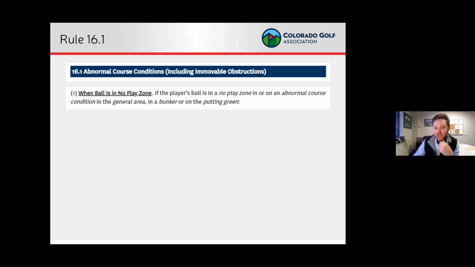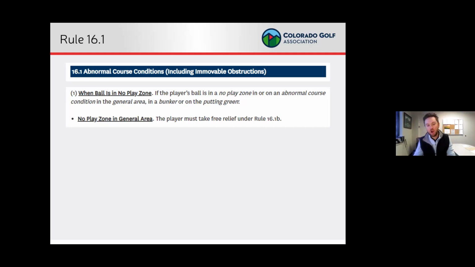If the player's ball is in a no play zone, in or on an abnormal course condition, in the general area, in a bunker, or on the putting green, say the no play zone is in the general area, the player must take free relief under 16.1B. Another way to look at this is that with an immovable obstruction or GUR, 16.1B says the player may take relief. Here, it transitions and says the player must take relief. So imagine it the same way, but if you have interference from the ball in the no play zone, it's mandatory. So it's free and mandatory when it's an abnormal course condition.